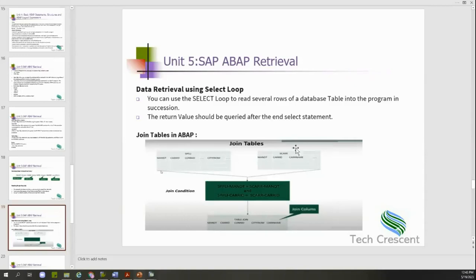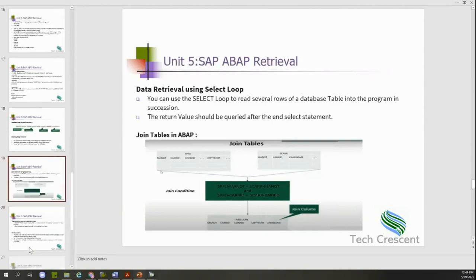If you see the structure I am showing you, there is SPFLI with mandant, carrid, connid, and there is SCARR with mandant, carrid and carrname. If I want to join, I will join on the mandant and then on the carrid. Whatever the primary key fields are, we'll join on them. Once we join, these are the fields which we can display. Correct?